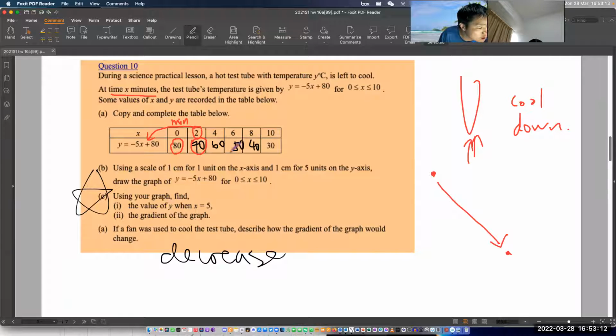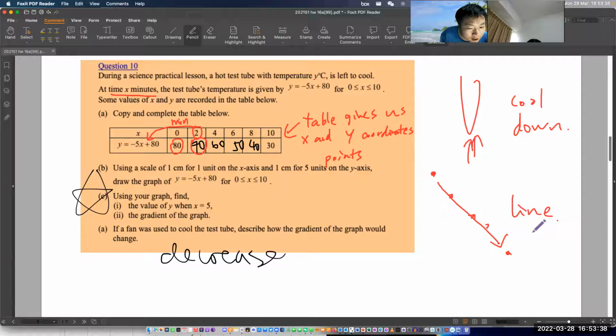So can you see that this table actually gives us the X and Y coordinates? With the coordinates, we can start to have points. And with the points, if we link them up, we have the line. And this line is your Y equals negative 5X plus 80. Can you see how things link together now?